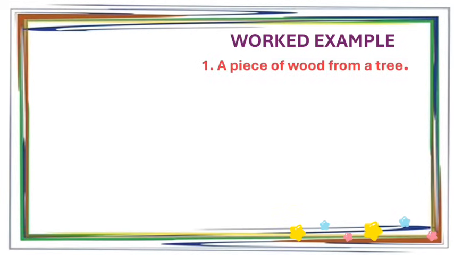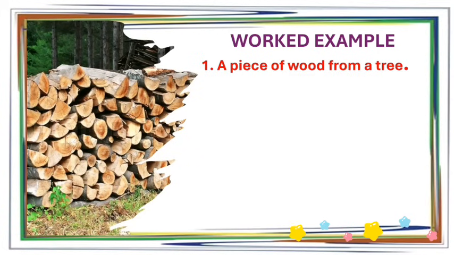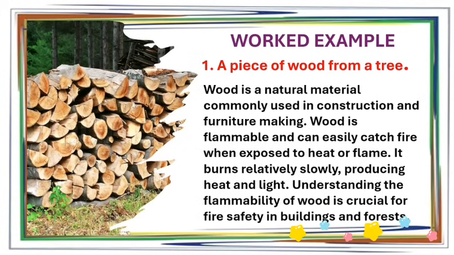Work example. Number 1. A piece of wood from a tree. Wood is a natural material commonly used in construction and furniture making. Wood is flammable and can easily catch fire when exposed to heat or flame. It burns relatively slowly, producing heat and light. Understanding the flammability of wood is crucial for fire safety in buildings and forests.